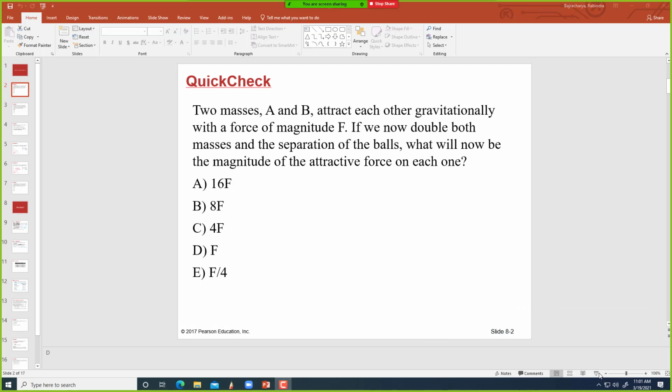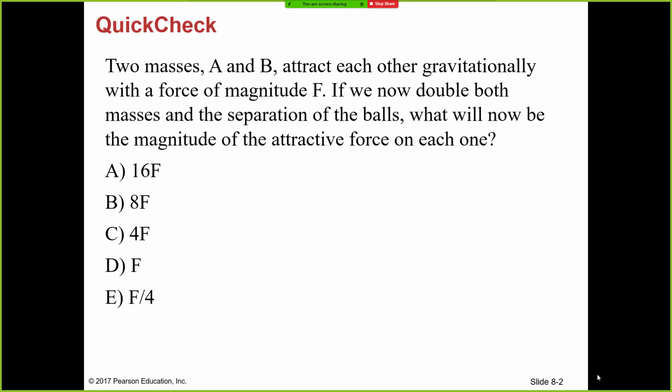Okay, so let's look at this question. So we have two masses A and B, and we know that any two masses in the universe attract each other with gravitational force. So the gravitational force between A and B is F.